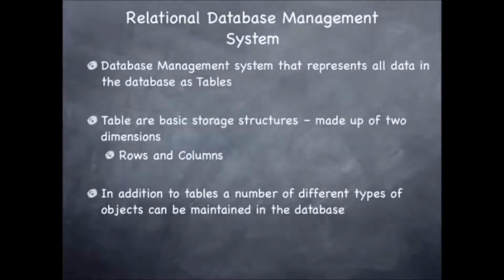Here we look at some of the basic concepts associated with a relational database management system. Firstly, a relational database management system is one that represents all the data in the database as tables. Now, tables are your basic storage structures. They are two-dimensional, consisting of rows and columns. And in addition to tables, a database can also store other types of objects.